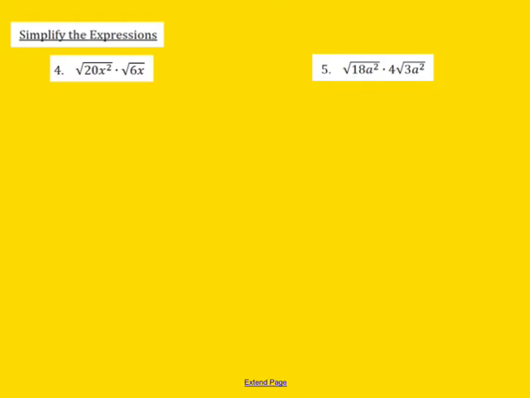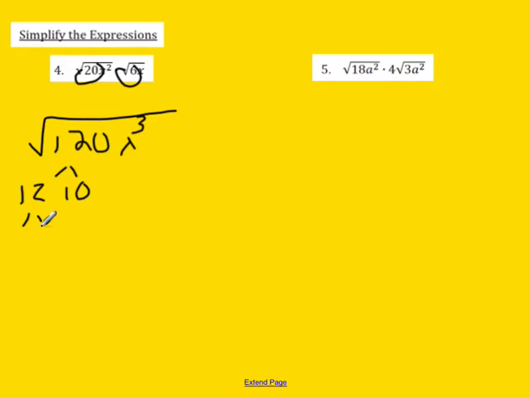Taking a look at number 4. The first thing I want to do is multiply. I multiply my numbers since they're both underneath the radical. 20 times 6 is 120. X squared times x to the first is x cubed. Now I want to break down 120. It ends in 0, so I can use 12 and 10. 12 is 4 and 3, 10 is 5 and 2, and 4 breaks down to 2 and 2.